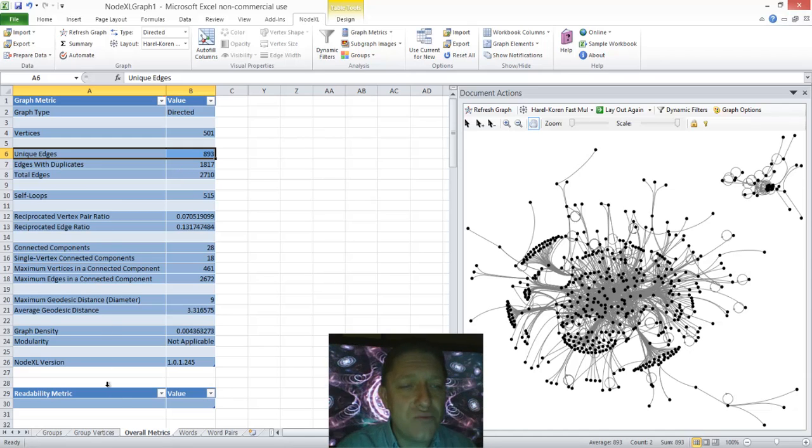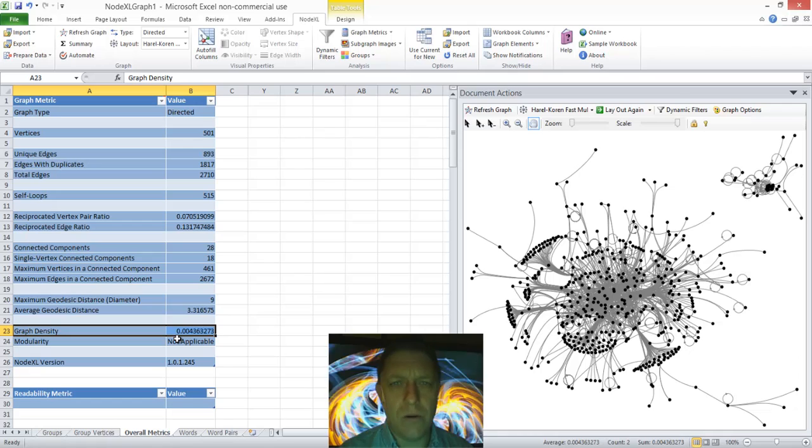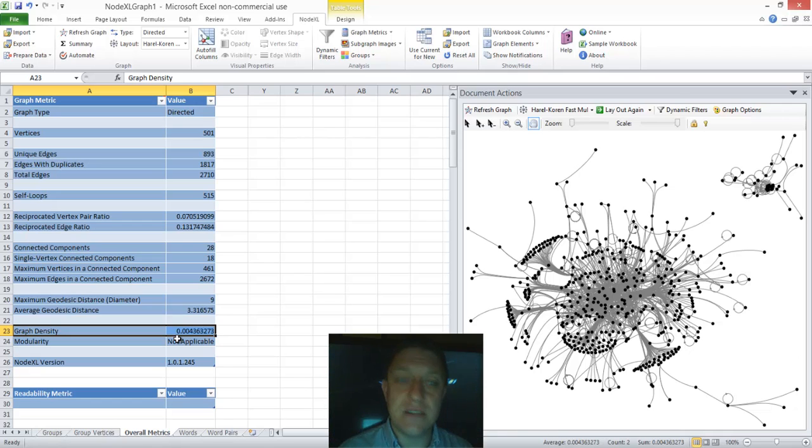The density is really low here. While it looks like there are a lot of ties, there could be many more. 0.004 means that this network is 0.4% full. You could shove 250 times as many ties in there possibly as actually occur. Wow. Okay. Neat stuff. But wait, there's more.